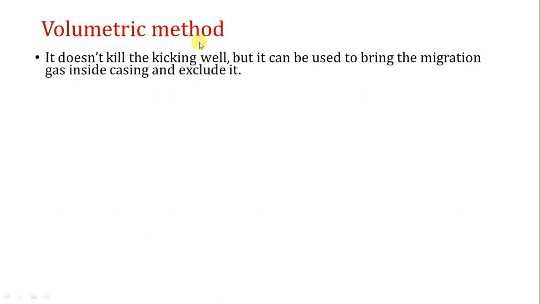Also, there is something called the volumetric method. This is the fourth type. What about the volumetric method? It doesn't kill the well. It is not killing the well, but it is a way to remove the influx from the well by gas migration, by migrating the gas inside the casing and excluding it out from the well.